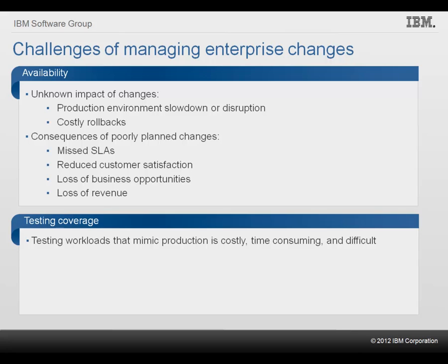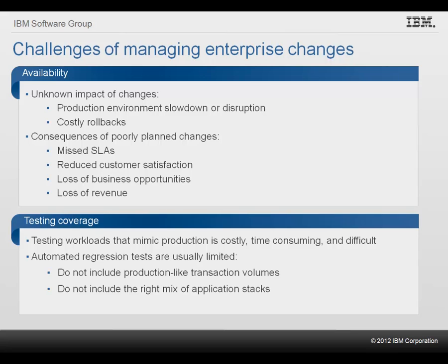IT teams need to create and run reliable, efficient, and comprehensive test workloads that simulate production. This can be a time-consuming, labor-intense, and costly process. In fact, automated regression tests commonly cover only a small fraction of the production workload, and sometimes they do not include the right mix of application stacks such as web servers and application servers, or the number of users that are normally encountered in production.